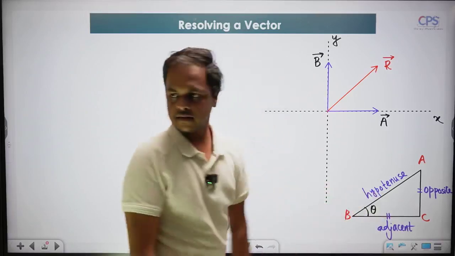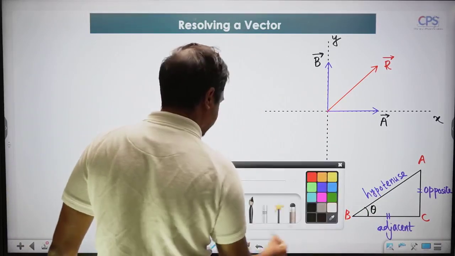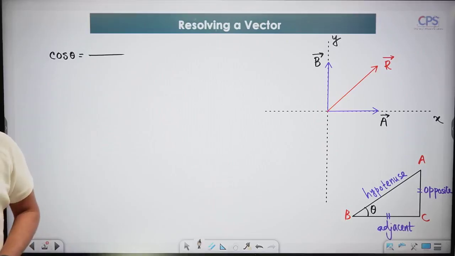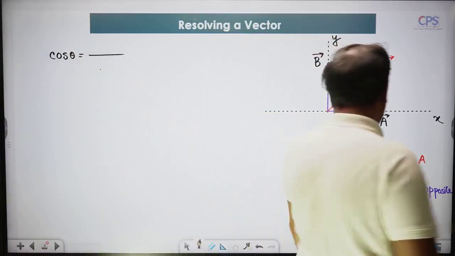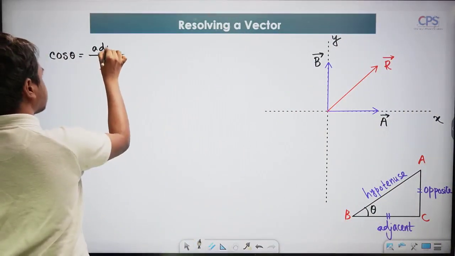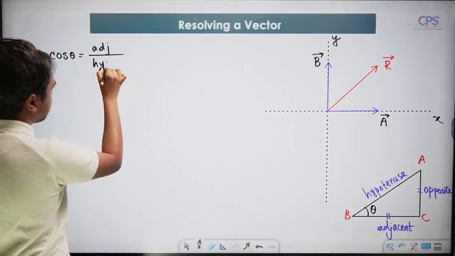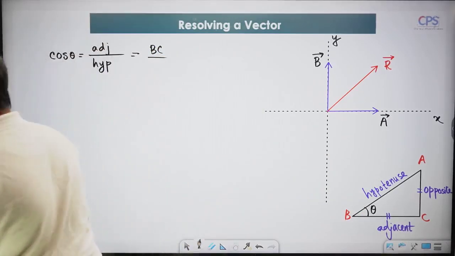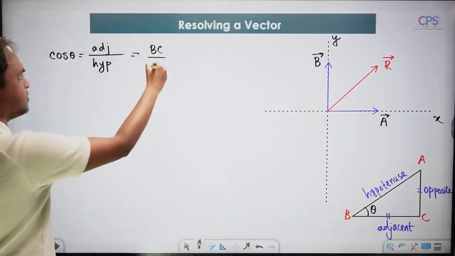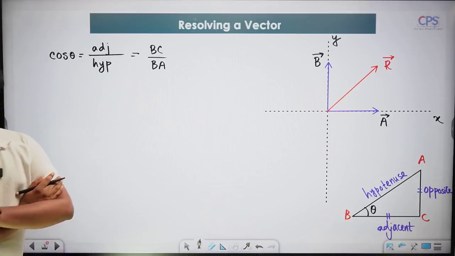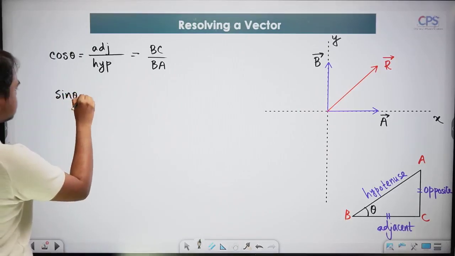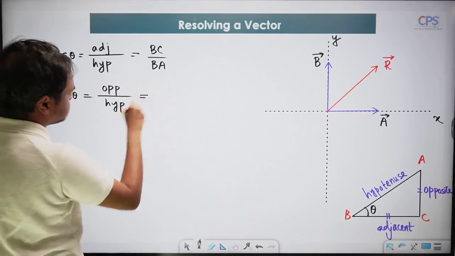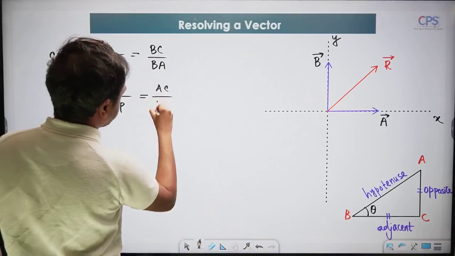For this triangle, what's the cosine of the considered angle theta? You should remember all this from maths, right? The cosine is the adjacent divided by the hypotenuse. What's the adjacent here? BC. What is the hypotenuse here? The hypotenuse is AB or BA, whatever you might call it; let's say BA. And the sine of theta is the opposite divided by the hypotenuse. What is the opposite here? AC divided by BA.